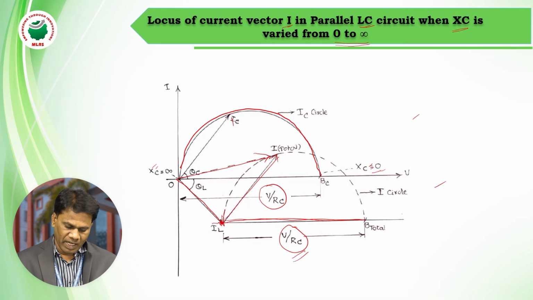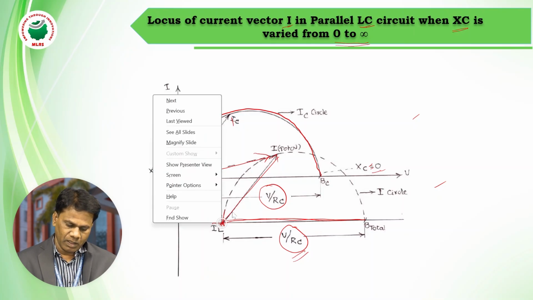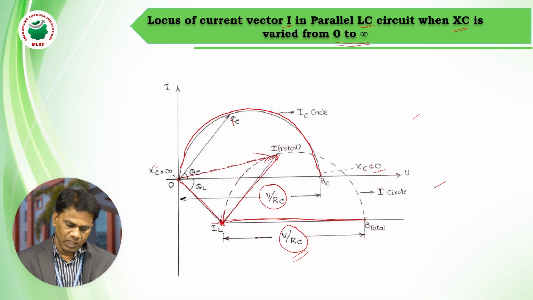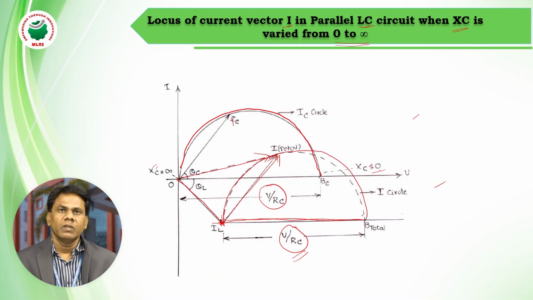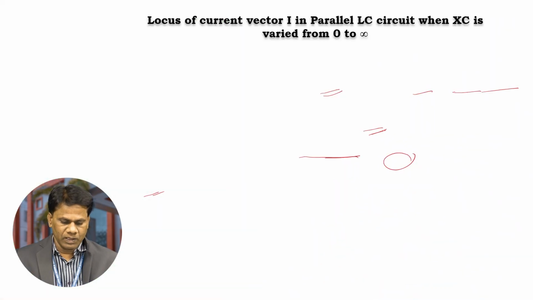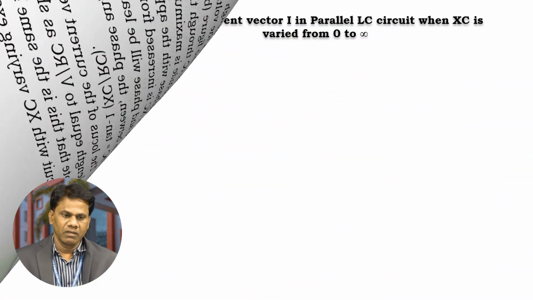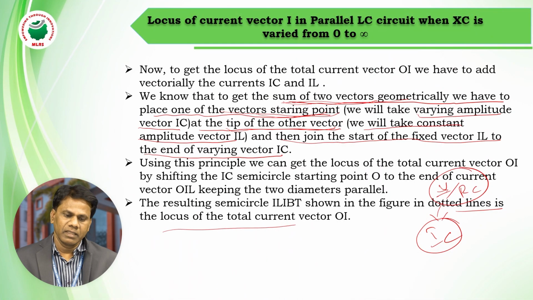With this diameter I am tracing the tip of the fixed current IL onto the variable current vector IC. With this same diameter of the IC current, I drew the locus of the total current vector I. This is the complete locus diagram of the LC circuit by varying the variable element XC. So this is all about the locus diagram: how to draw the locus diagram of the current vector I in an LC circuit by varying XC.